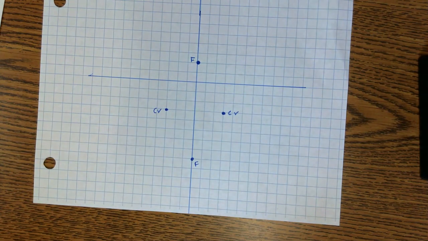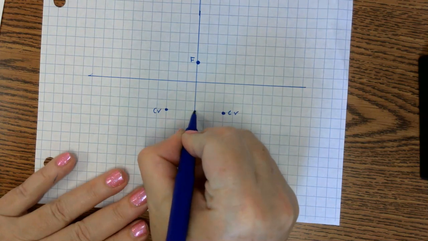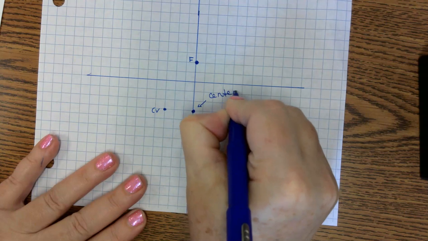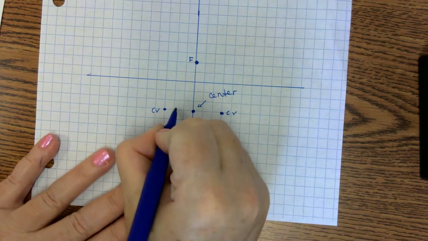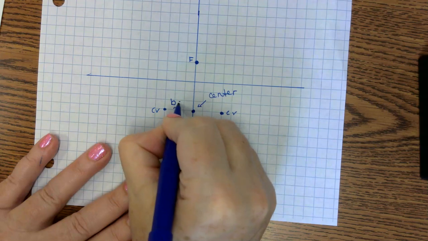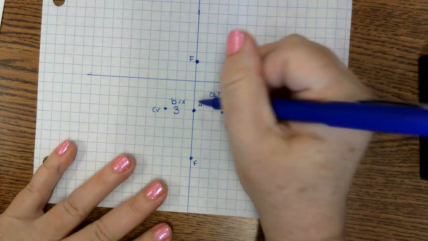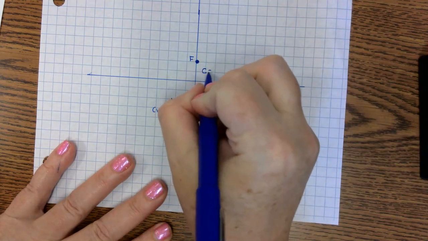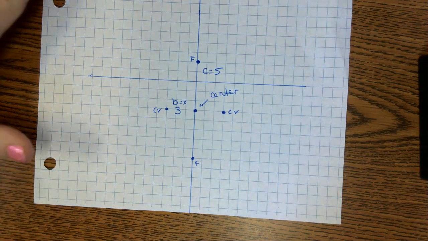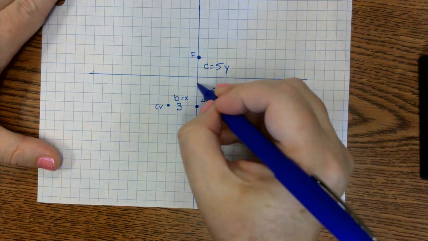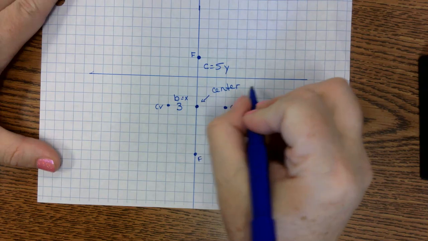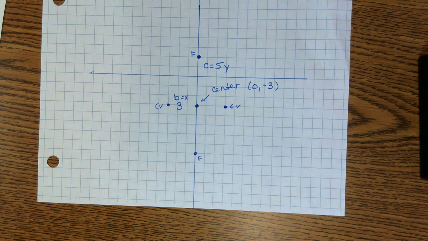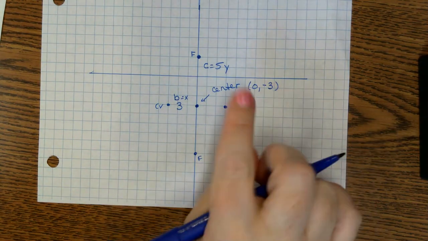So we need to find our center. And there's my center. 1, 2, 3. So this is 3, and we know this is my b, and it goes with x. 1, 2, 3, 4, 5. c is 5. And we also know it goes with y. Let me get my center. 1, 2, 3. So my center is at 0, negative 3. So we have our b and we have our c.